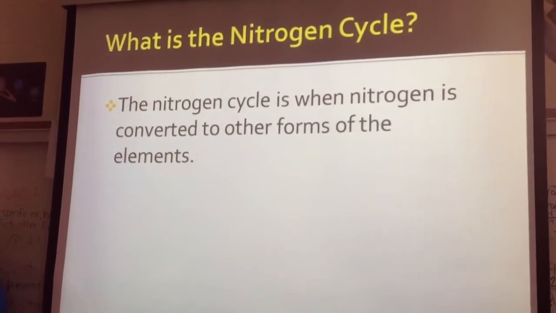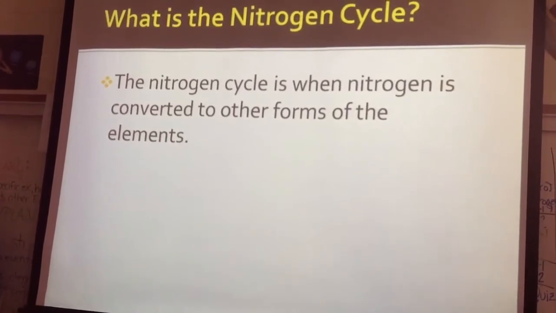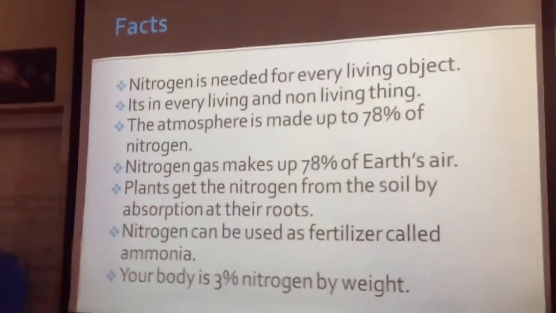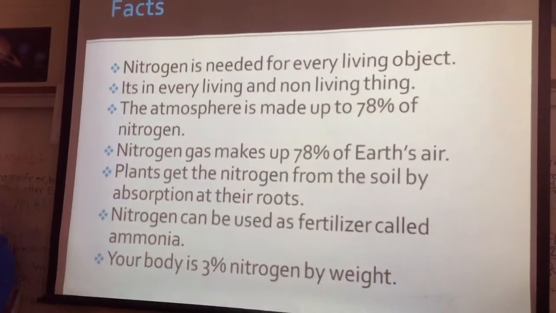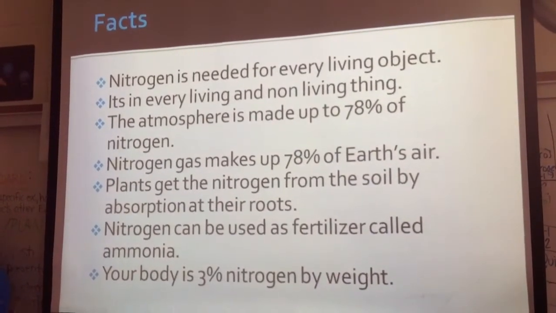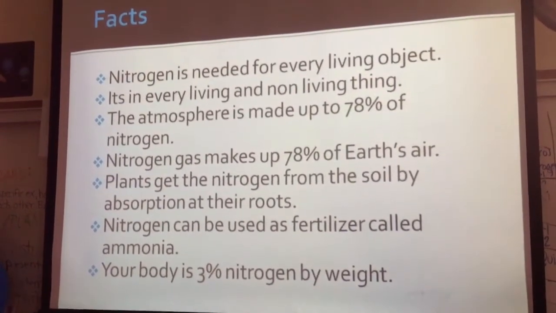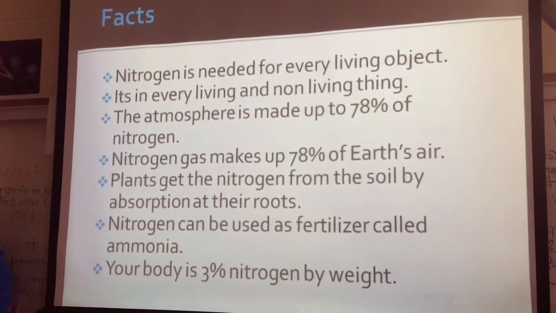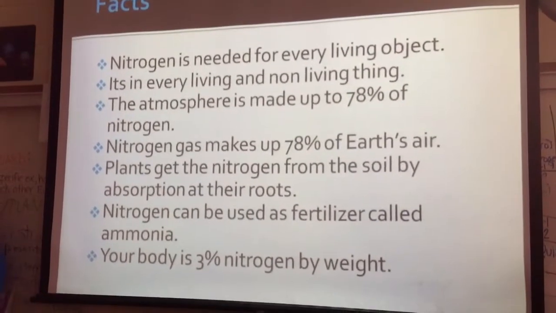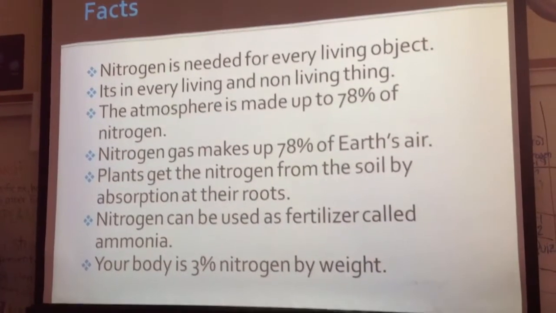What is the nitrogen cycle? The nitrogen cycle is when nitrogen is converted to other forms of the element. Nitrogen is in every living and non-living thing. The atmosphere is made up of 78% nitrogen. Nitrogen gas makes up 78% of the Earth's air, and that could have been updated.